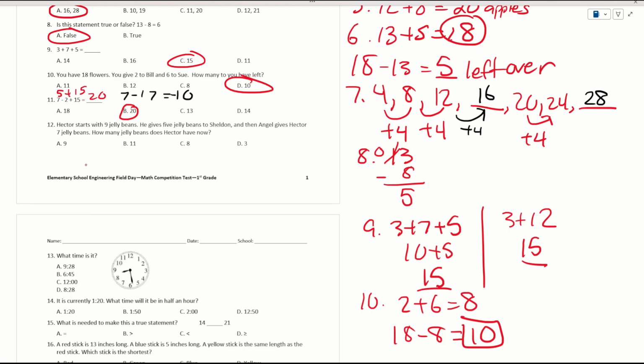For number 12, Hector starts with 9 jelly beans. He gives 5 jelly beans to Sheldon, and then Angel gives Hector 7 jelly beans. How many jelly beans does Hector have now? For this one, we start with subtraction and then end up with addition. Hector had 9 jelly beans. He gives 5 to Sheldon, so 9 minus 5 gives us 4. And then Angel gives Hector 7 jelly beans, so 4 plus 7 gives us 11. So he has 11 jelly beans now.